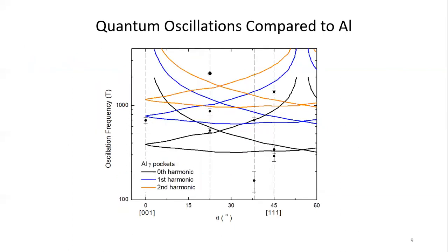Shown here is the frequency spectrum from aluminum for the gamma Fermi pockets for the 0th (black lines), first (blue lines), and second (orange lines) harmonics. And we see that while there are some points that show good agreement with the oscillation spectrum for aluminum, there are also multiple points that do not.